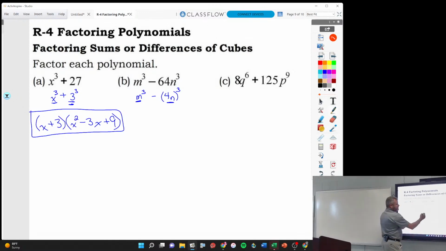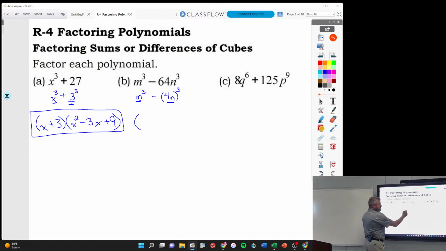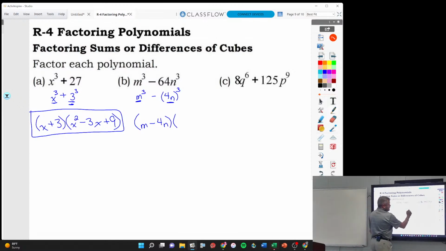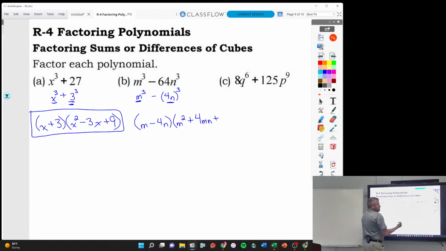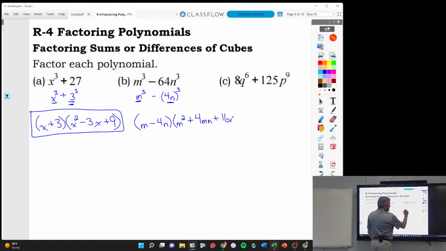So how does this factor? Well, it factors into x, which is m. Same sign, negative. y, which is 4n. Times x squared, so m squared. Opposite sign, so plus x times y, so m times 4n, that would be 4mn, always plus y squared. My y is 4n. 4n squared would be 16n squared.